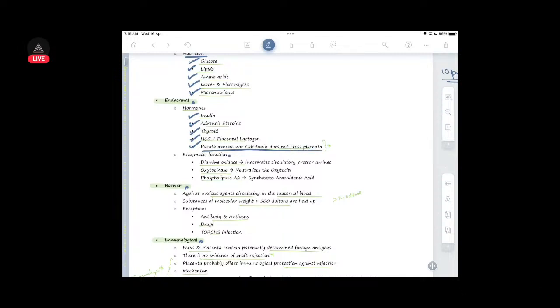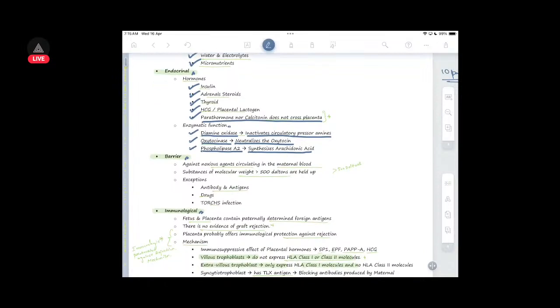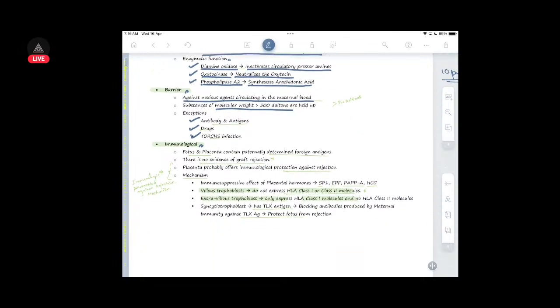Then the enzymatic function: you have diamine oxidase, oxytocinase, and phospholipase. Diamine oxidase inactivates circulating pressor amines. Oxytocinase neutralizes oxytocin. Phospholipase A2 synthesizes arachidonic acid. Barrier is against noxious agents circulating in the maternal blood, with molecular weight more than 400 daltons. Exceptions are antibodies, antigens, drugs, and TORCH infections.